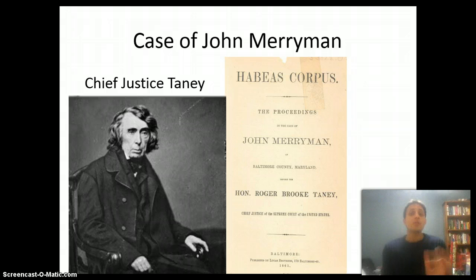He rules in favor of John Merriman, that his rights have been violated as an American, and he should be released from prison. Now, in this case, I find it interesting because Abraham Lincoln kind of takes a page from Andrew Jackson's playbook here. Roger Taney makes the decision. Abraham Lincoln completely ignores it, just like Andrew Jackson did with the decision in Worcester versus Georgia. So again, the decision will be made by somebody who's definitely expanding the power of the presidency and also the power of the national government here.